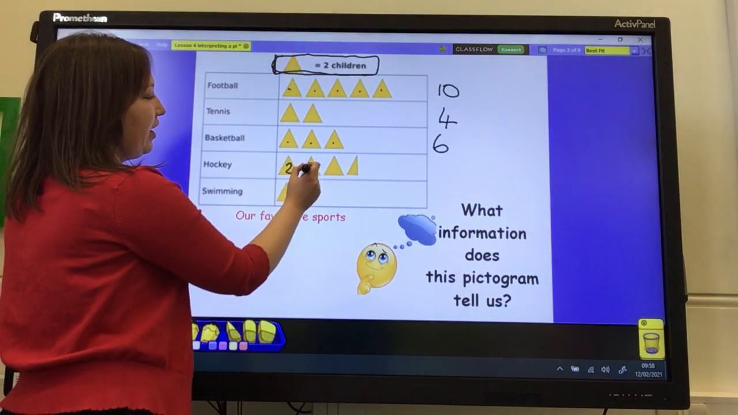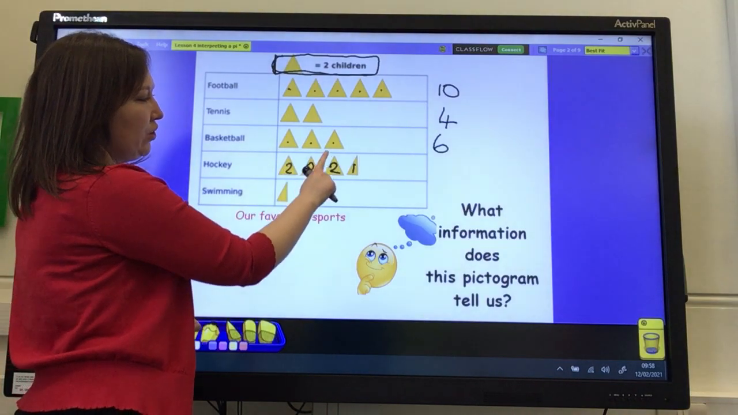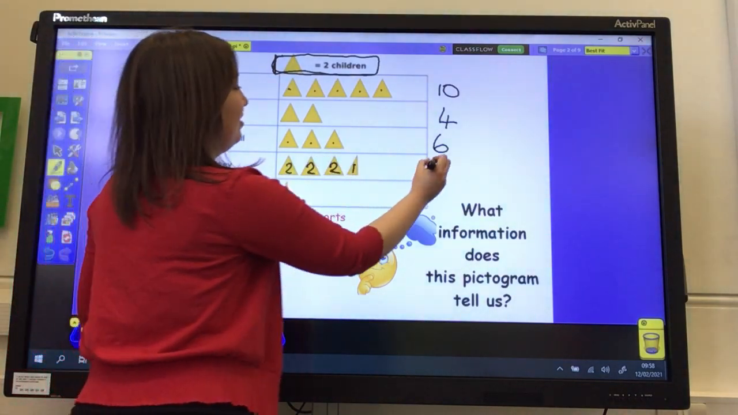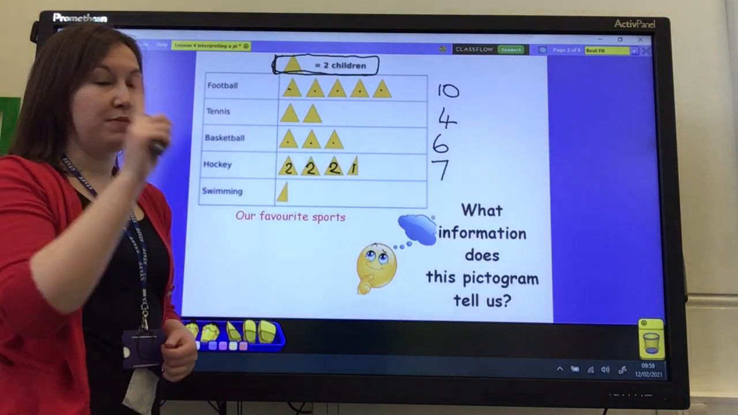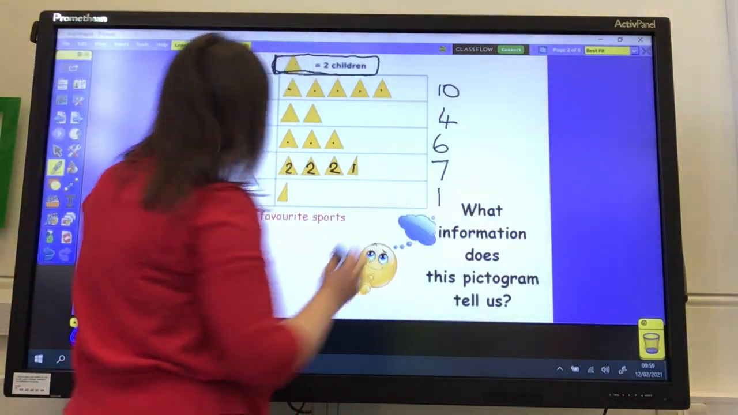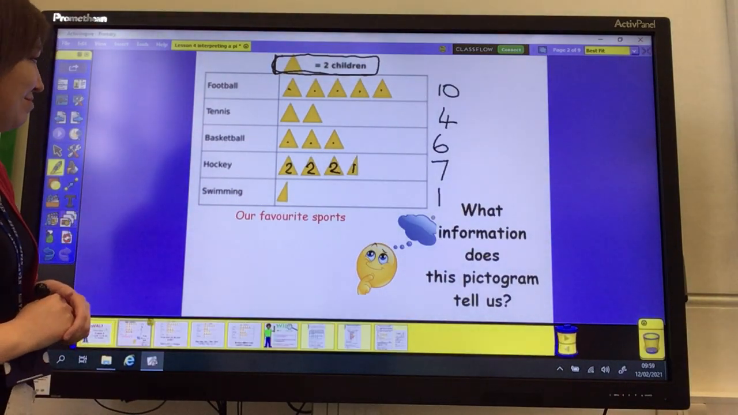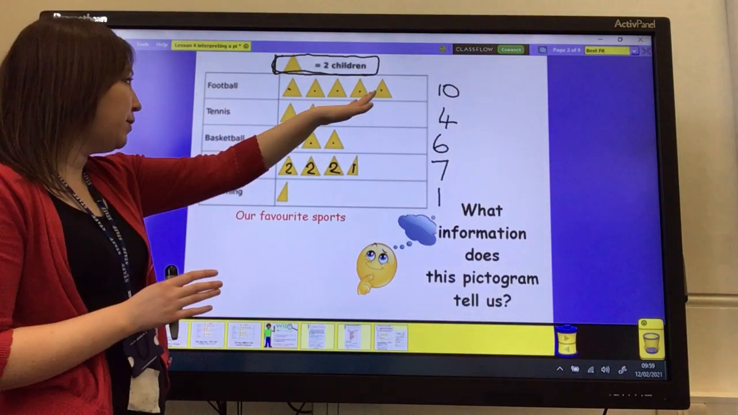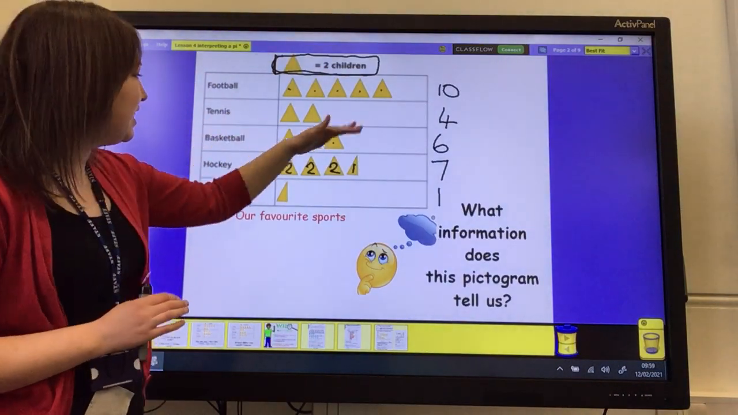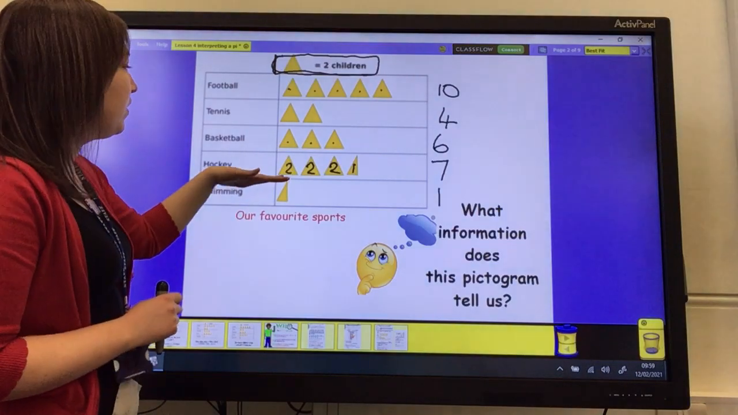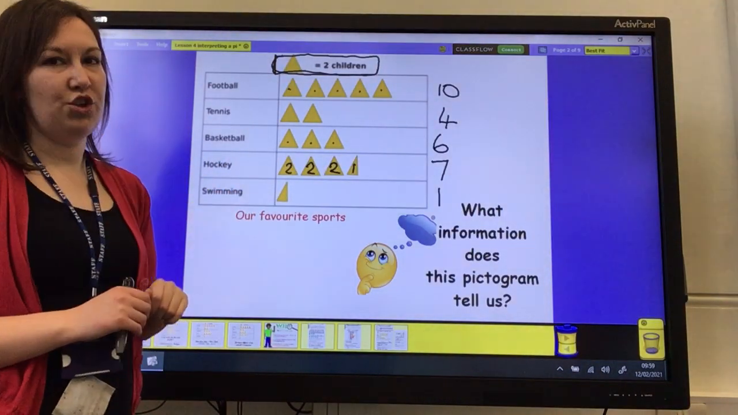So we've got a 2 here, a 2 here, a 2 here and a 1. So 2, 4, 6, add another 1, 7. And then here we've just got half a triangle, which just means 1 person. So now we've figured that out: 10 people chose football, 4 people chose tennis, 6 people chose basketball, 7 people chose hockey, and 1 person chose swimming.